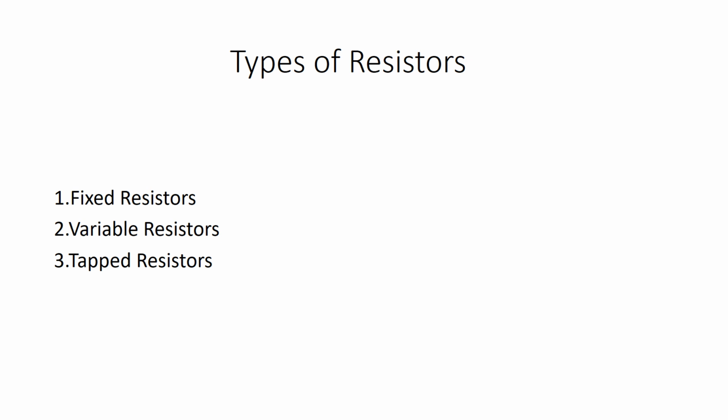Then tapped resistor. Normally a resistor has two terminals. In this tapped resistor, it has extra terminals in between. These taps allow you to select different resistance values from the same resistor.